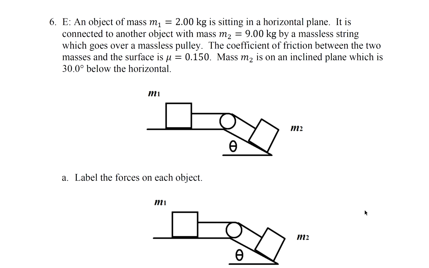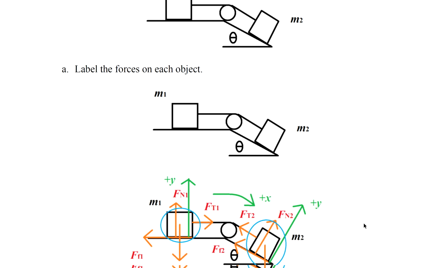Question 6. An object of mass m1 equals 2 kilograms is sitting on a horizontal plane. It is connected to another object with mass m2 equals 9 kilograms by a massless string which goes over a massless pulley. The coefficient of friction between the 2 masses and the surface is 0.15. Mass m2 is on an inclined plane which is 30 degrees below the horizontal. So part A, label the forces on each object.